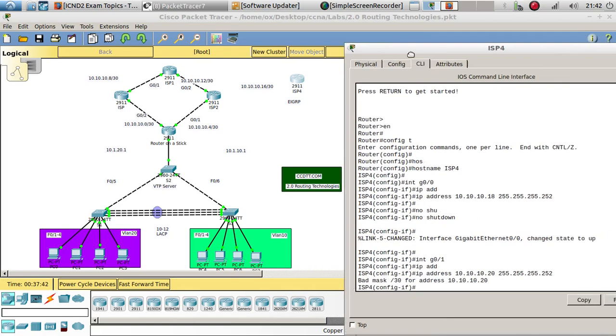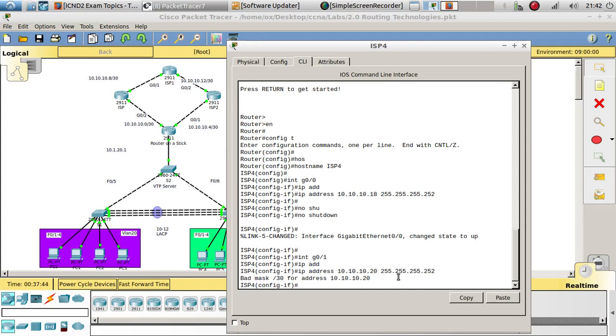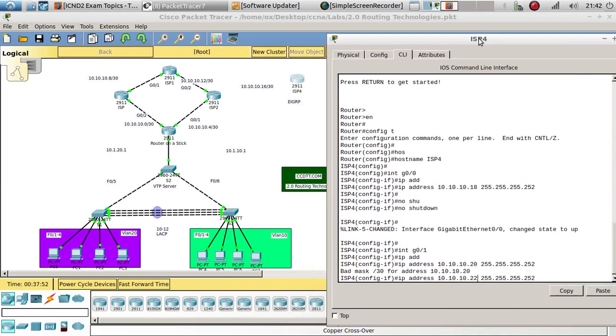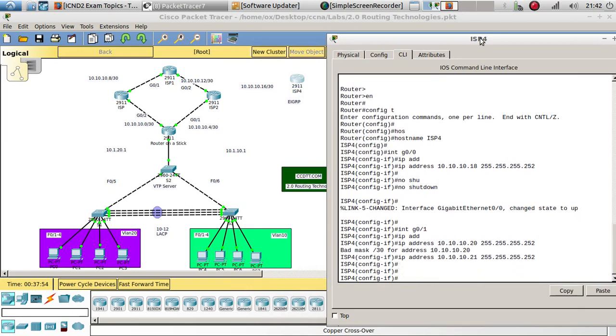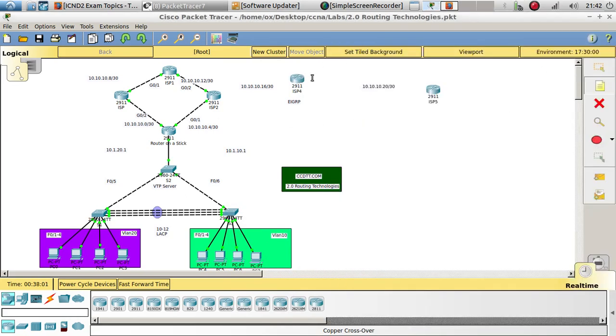Oops, did I put it wrong? Okay, 255.255.255.252. Okay, so not that 20, actually that 20. Let's go with 20.21. So we can just copy this so we don't forget which one we put over here.